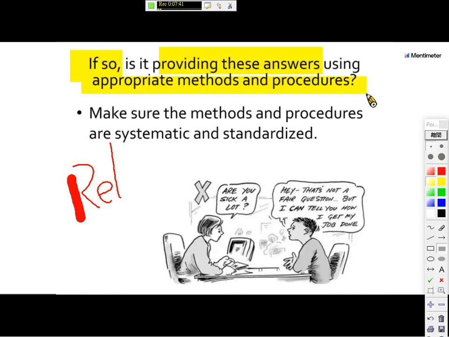The other one, external reliability. The issue about external reliability means that we need to make sure that every time we measure, the process follows some certain systematic ways, because we need to make sure the measurements are consistent.